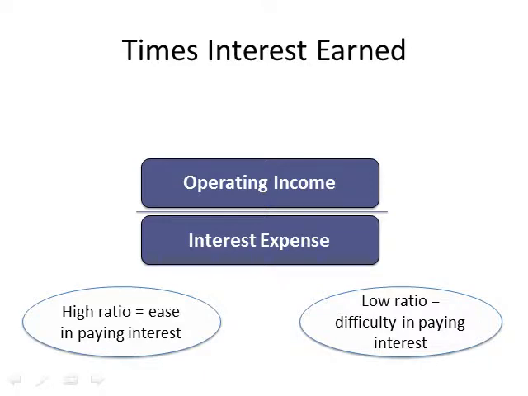In addition to the debt ratio, analysts use a second ratio, the times interest earned ratio. This relates income to interest expense. To compute this ratio, we divide income from operations, also called operating income, by interest expense. And so this ratio measures the number of times that operating income can cover interest expense. The times interest earned ratio is also called the interest coverage ratio.